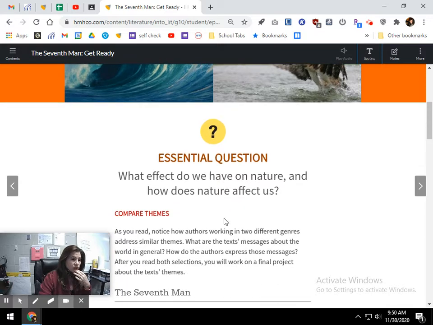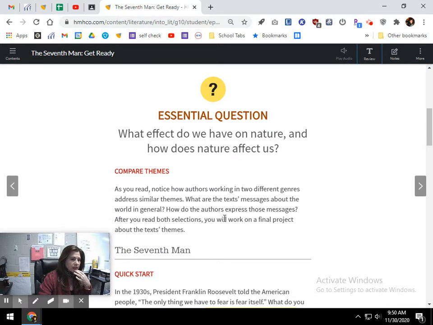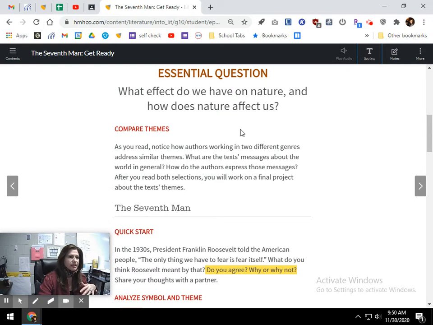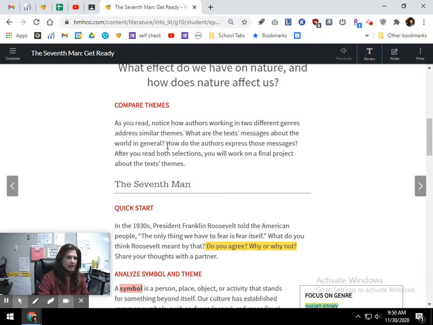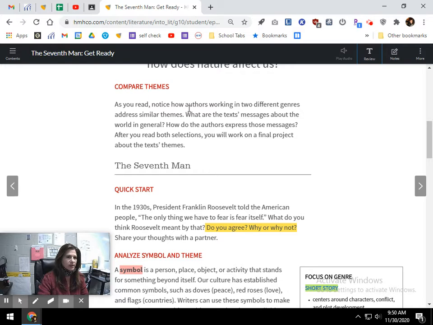So our essential question for this unit, and we are on unit 3, called the natural world. So it's all about nature, and the specific question is what effect do we have on nature, and how does nature affect us? So when you go back and do that, what do we call it? The response log. You're going to be thinking about each of these selections that we've read and how it relates to this essential question. So since we're doing a paired passage here, we're going to be comparing themes.